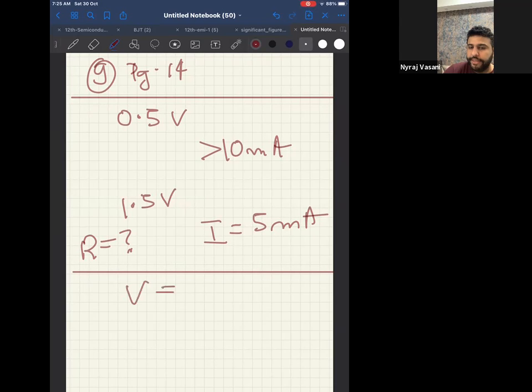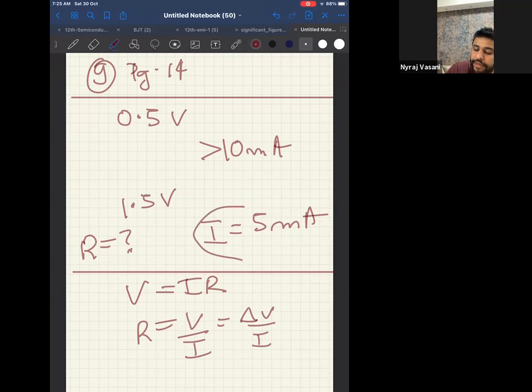So I know that V is equal to IR. Therefore, R is equal to V by I. Basic formula, Ohm's law. But over here, it will be delta V by I. Now, it can be delta I also, if you go to see the logic, but it cannot be delta I because they have said that we need maximum current of 5 milliampere only. That means the current will be 5 milliampere itself, because the current should not exceed 5.